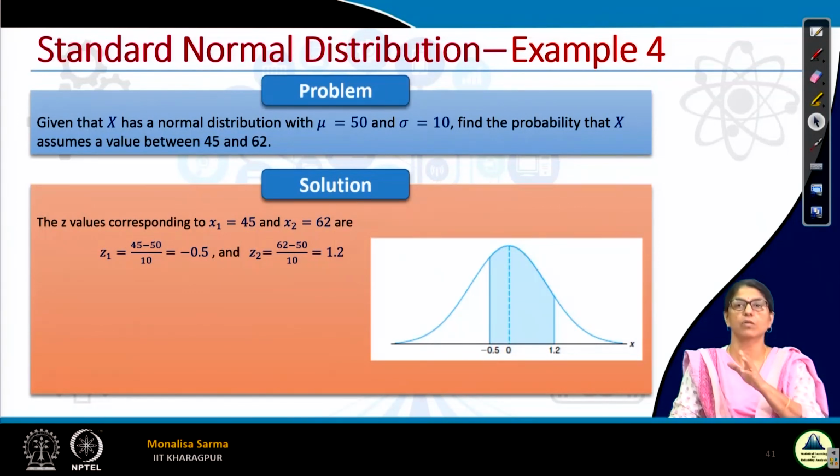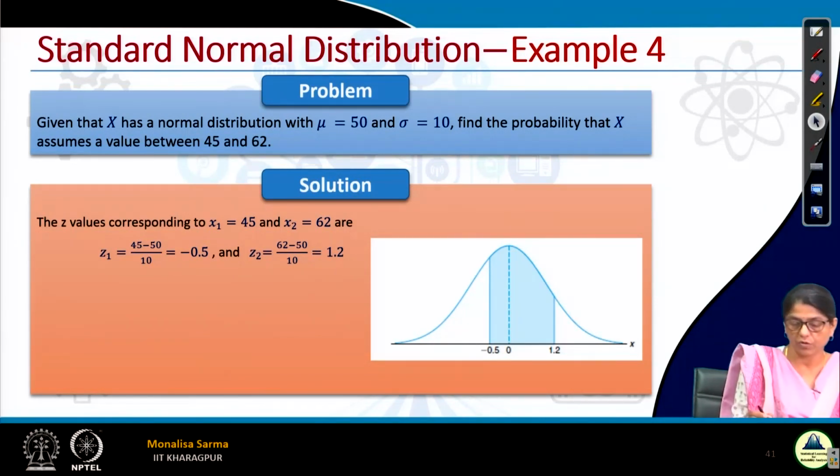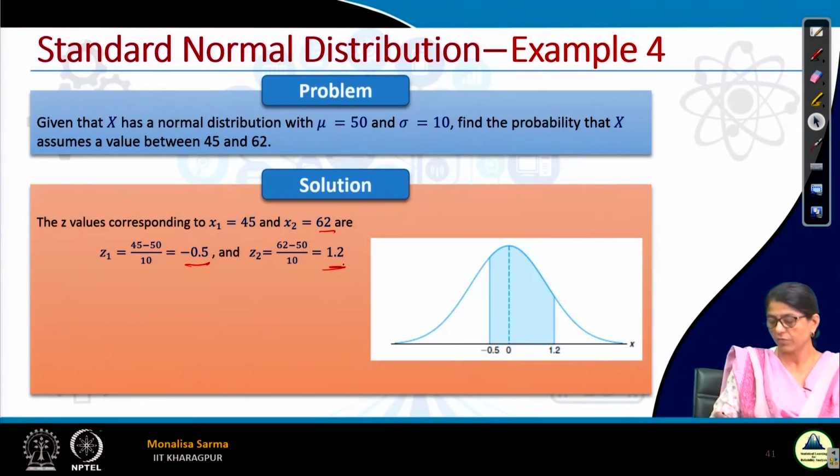This x I will have to first convert to z. So, what is the z value corresponding to x equal to 45? I found the z value is minus 0.5. Corresponding to x equal to 62, my z value is 1.2. Okay. If we see the figure, I am interested in this blue shaded area. I want to find the probability that my random variable will take a value from minus 0.5 to 1.2. In the question it was between 45 and 62, which get transformed to minus 0.5 to 1.2.